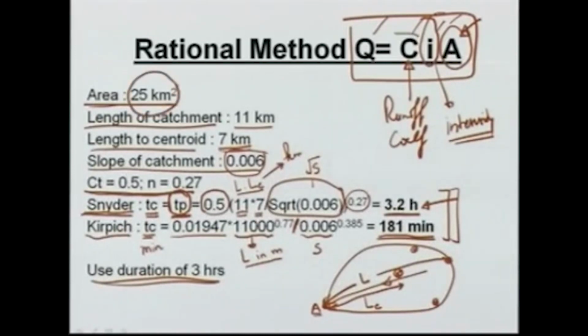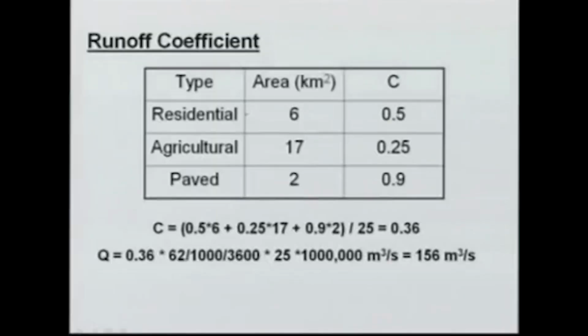Now, we have to find out the runoff coefficient. We have already seen that the runoff coefficient depends on the type of area. In this case, let us say that this 25 kilometer square area has 3 different types of land uses. So, here we have listed the values: residential area is 6 kilometer square, agricultural can be taken as 17, and there is 2 kilometer square of paved area. The runoff coefficient C for these areas is given in tabular form in various books. So, we can take the representative values of C as 0.5 for residential, 0.25 for agricultural.